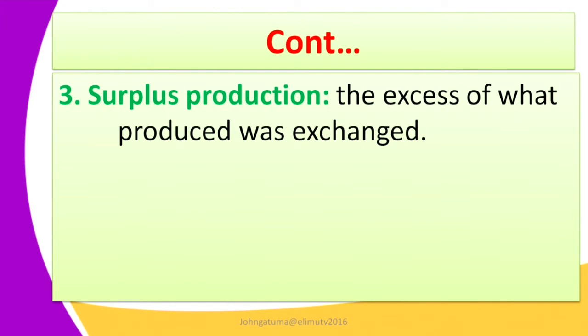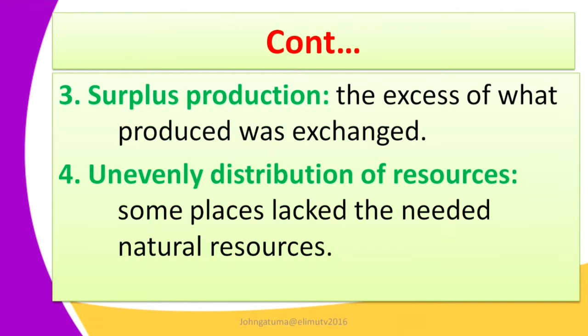And then number 3, justification for the origin of the trade is there was a surplus production. And the surplus production means the excess of what was produced was exchanged. You see the farmer has produced crops in excess, and therefore they could sell the extra, or rather the excess. So this one led to the local trade.